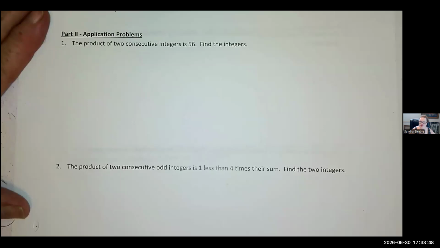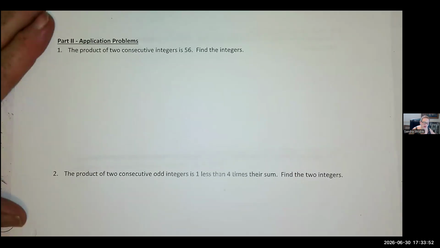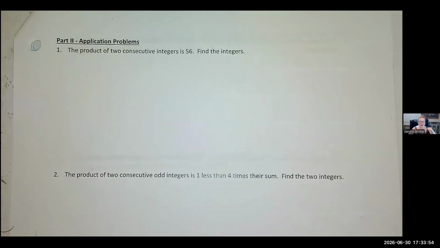Okay, this is part two. This is the application problems. This is before we add the quadratic formula piece, which many of you learned in high school. I don't want you to use the quadratic formula piece for everything. You need to understand how to factor. So this next portion is strictly applications.